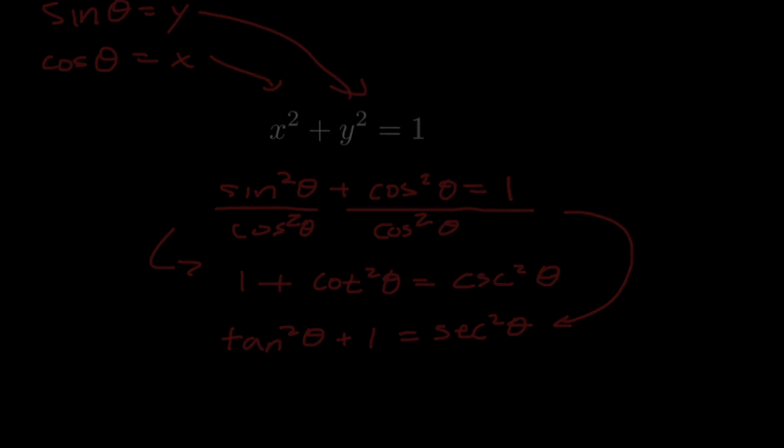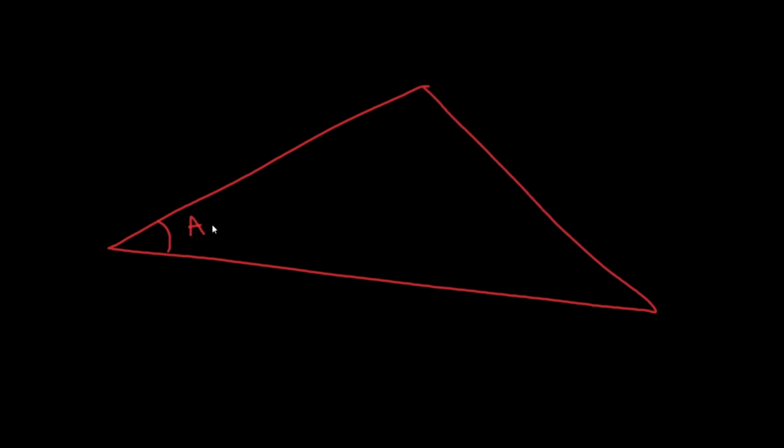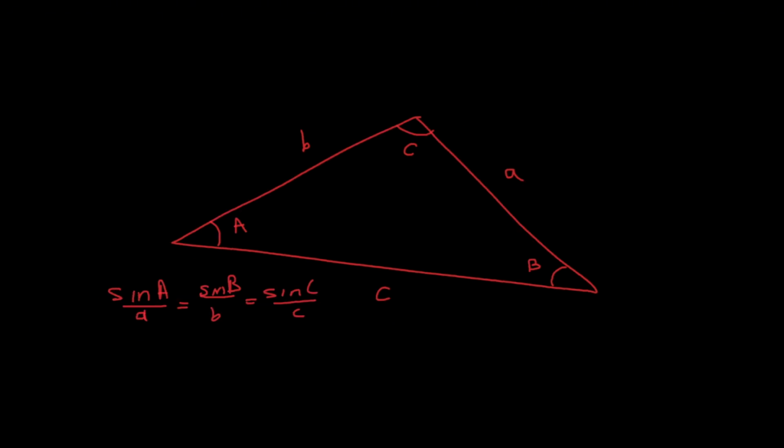Here are other identities just from dividing sine and cosine on both sides. Now for our last topic, we will be talking about law of sines and law of cosines. It's for trig with triangles that don't have right angles. In this triangle, sine A over A is equal to sine B over B, which is also equal to sine C over C.